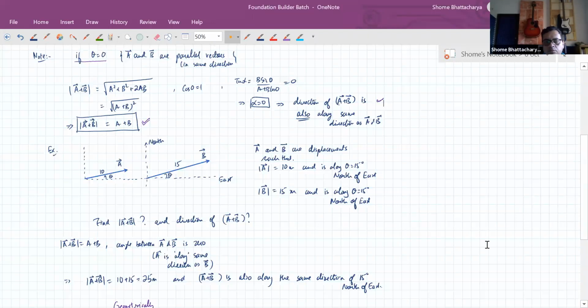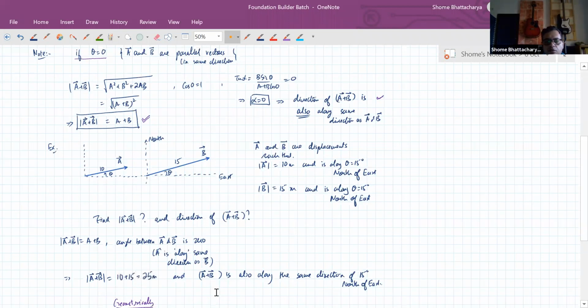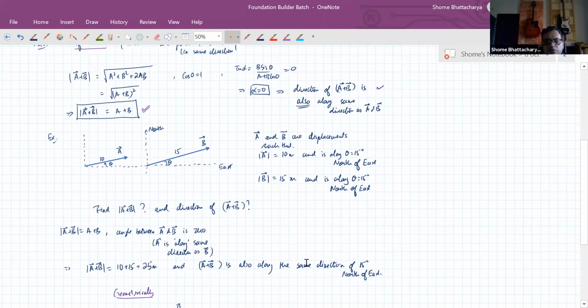Now in the example you can see that we are implementing this formula based method first: the magnitudes of A and B are 10 and 15, but their directions are along each other, or the angle between them is 0. So mod A plus B will just become magnitude of A plus magnitude of B, which is 25, which is what we've written down here, this part. Then also it will be along the direction of A and B, so it will be the same direction, 15 degrees north of east.